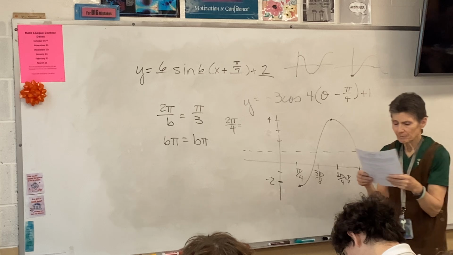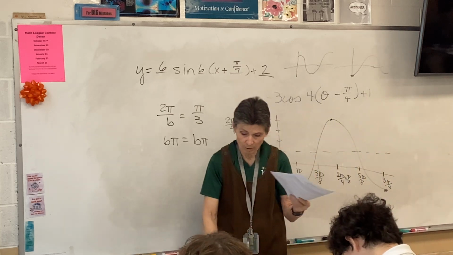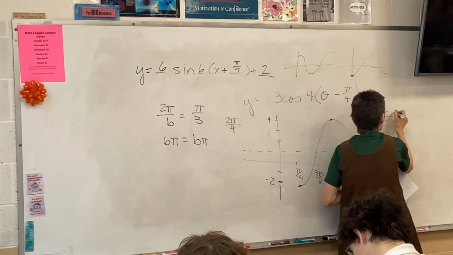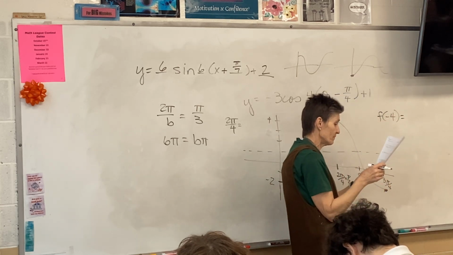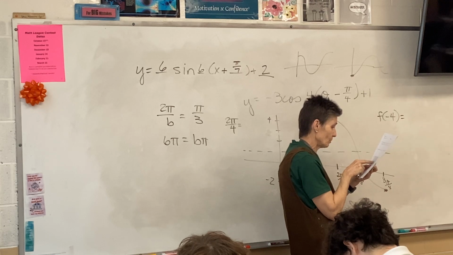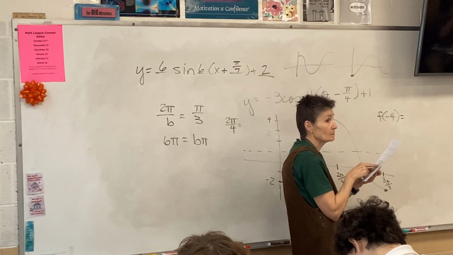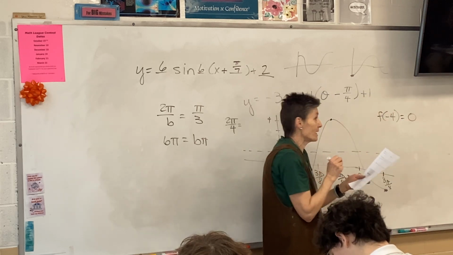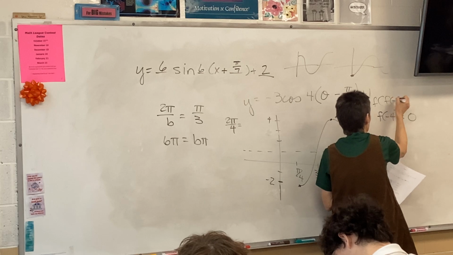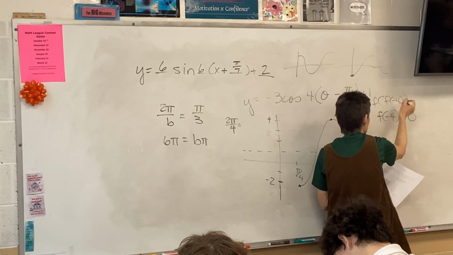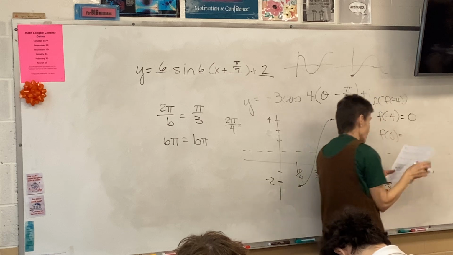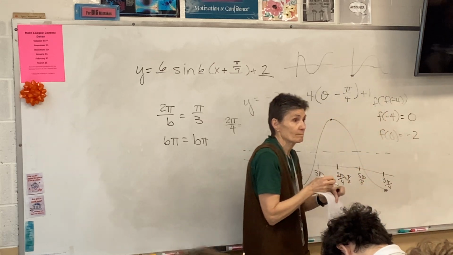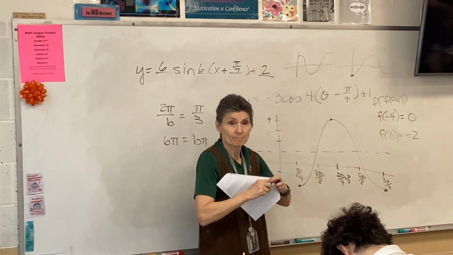F of negative 4. Okay, so what do we do first? F of negative 4. And what is f of negative 4? 1, 2, 3. Is that 0? Everybody get 0? And then we have to take that. Remember, we're doing f of negative 4. So this is 0, so now we're doing f of 0, so the answer to the problem is negative 2. Perfect.